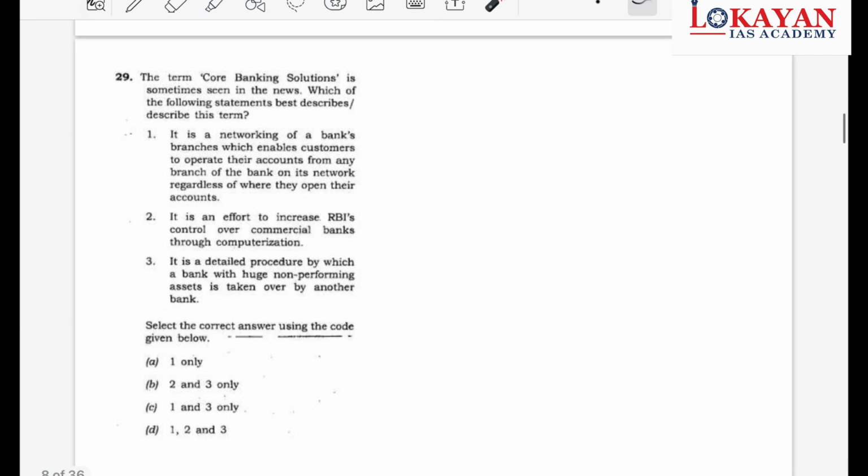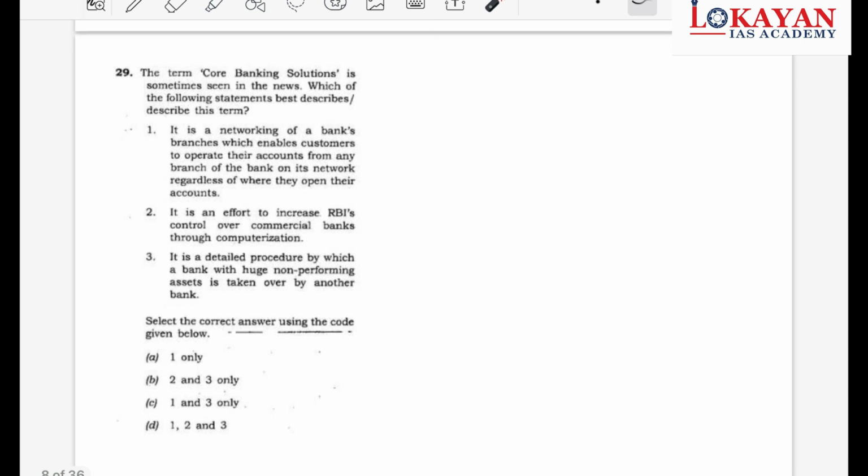Okay, now the next question is regarding core banking solution. Here also, eliminate the vague and illogical statements. Even if you do not know what is meant by core banking solution, you can easily attempt the question. Read the first statement. It is a networking of a bank's branches which enables customers to operate their bank accounts from any branch of the bank on its network regardless of where they open their account.